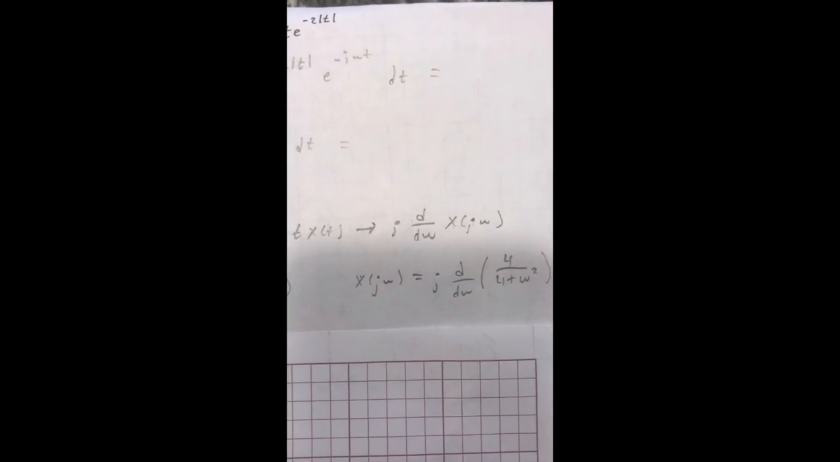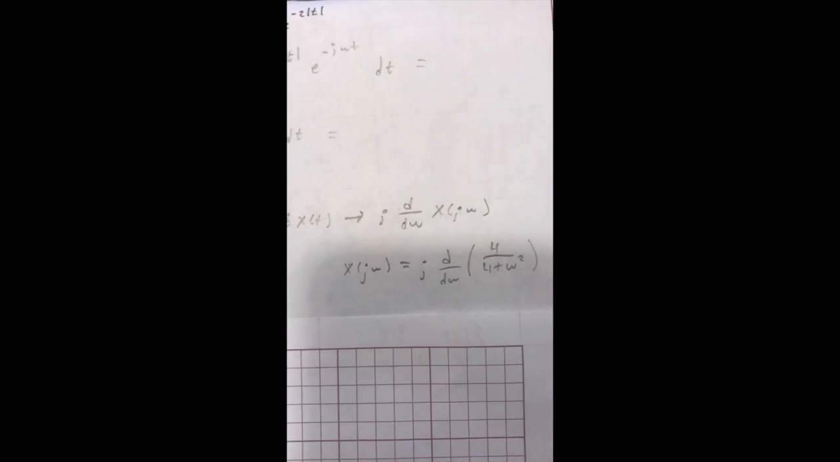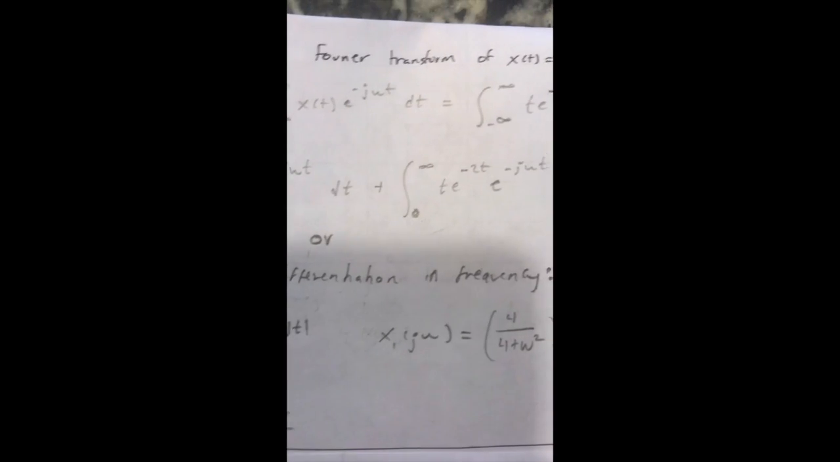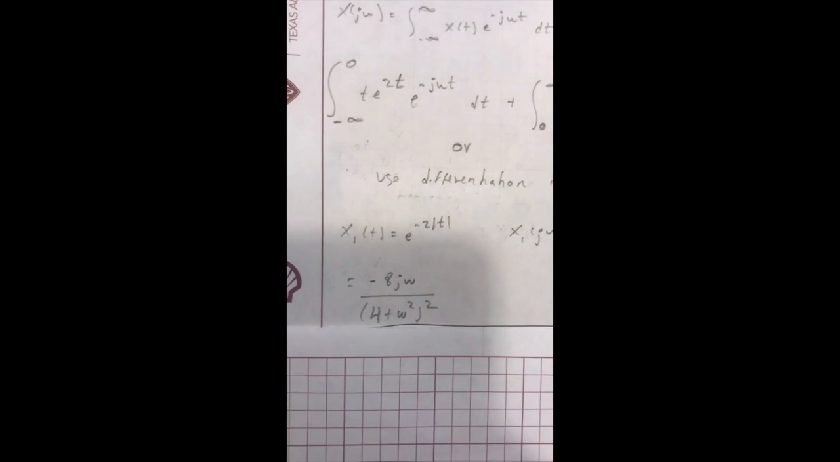That's the final step. So j times d over d omega of 4 over 4 plus omega squared. This gives you your x of j omega, which is equal to minus 8 j omega over 4 plus omega squared, all squared. And that's the answer to this problem.